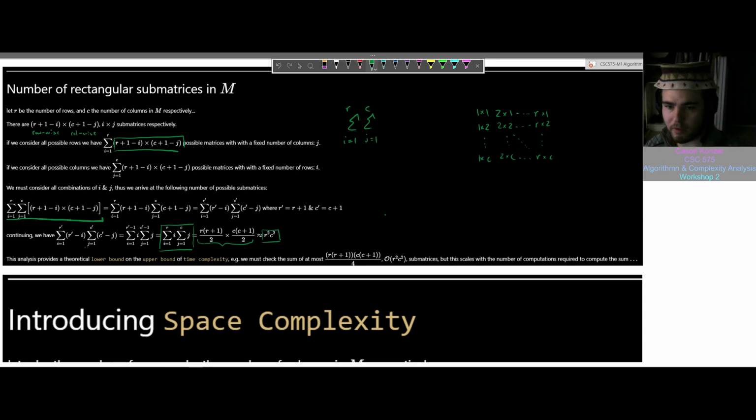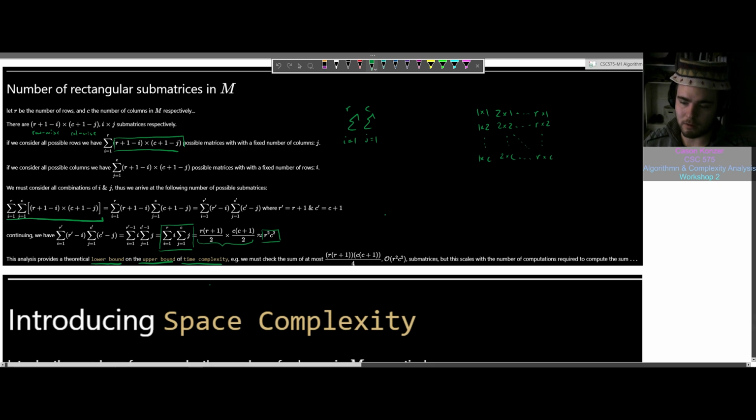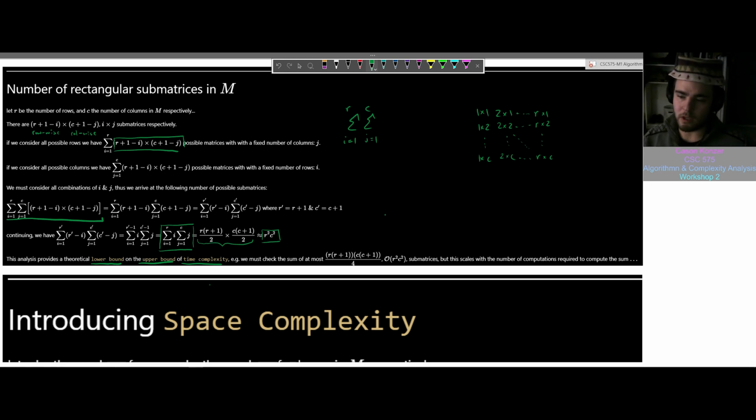So what I'm providing here through this analysis is a theoretical lower bound on the upper bound of time complexity. And why is that? Because we need to check this sum against the value for every sum in the worst case. Then what we are saying is that we must at least check the number of submatrices sums against the value, and that is approximated here by r squared c squared.